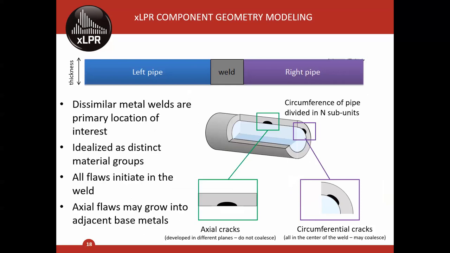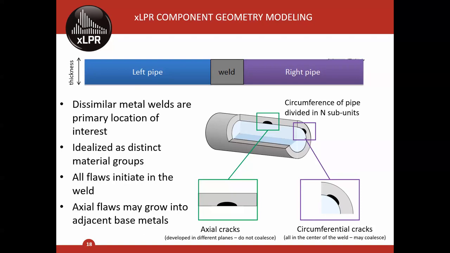So what does a component modeled with xLPR look like? The model is focused around a weld connecting two components, and in xLPR those are simply called left pipe and right pipe. For application of xLPR to leak before break, which were the primary locations of interest during development, that's kind of what the problem is focused around.